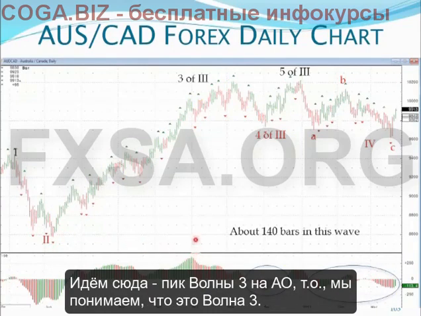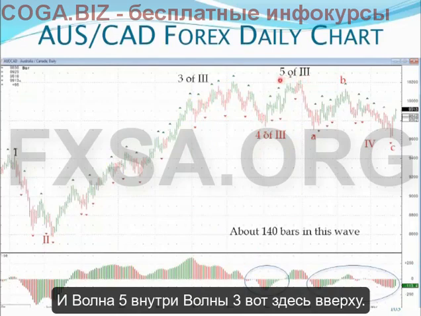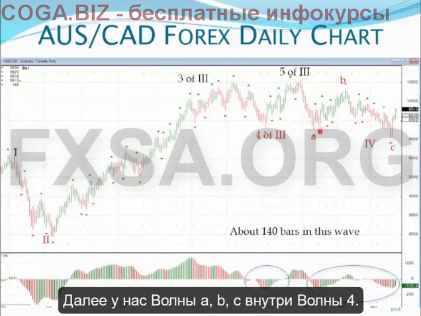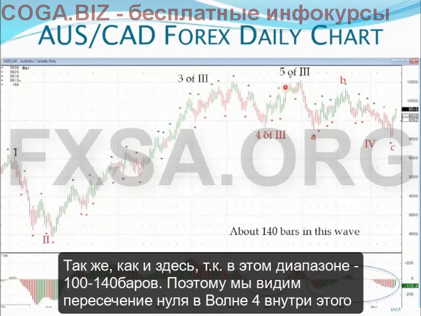We go here to the peak on our wave 3 on the AO, so we know this is our wave 3. We have wave 4 of 3 where we cross the 0 line, and wave 5 of 3 up at the top. We have a little divergence here, not much. The 5 of 3 went just a little higher than the 3 of 3. Then we have an A, a B, and a C wave of the wave 4. Also, that wave 4 did cross the 0 line in the big one, as well as here, because between here and here there are 140 bars. So we saw wave 4 cross 0 within this move.